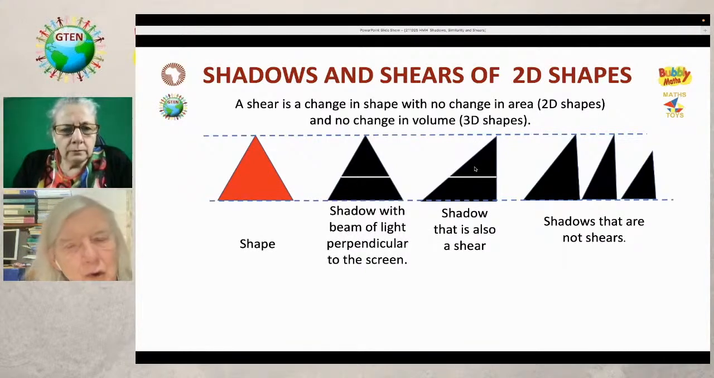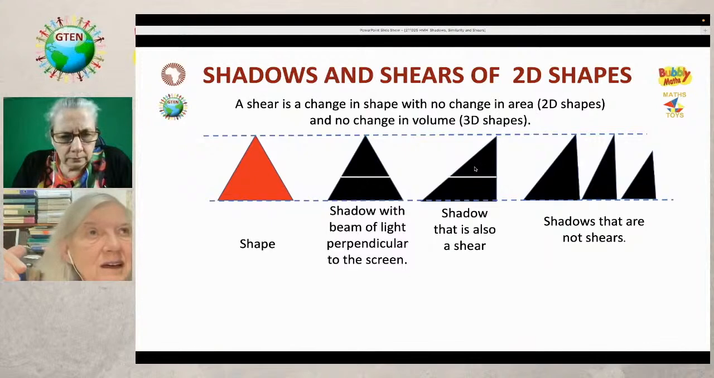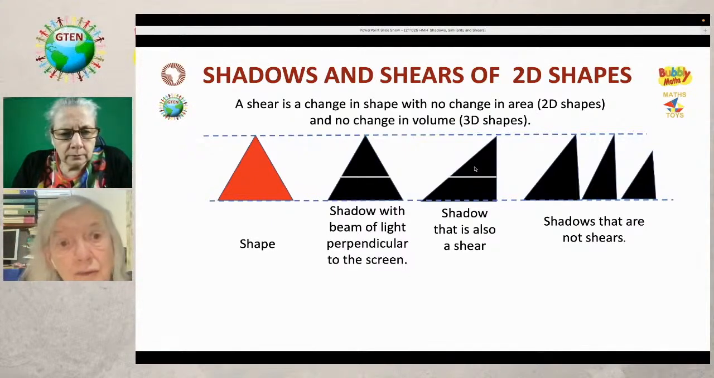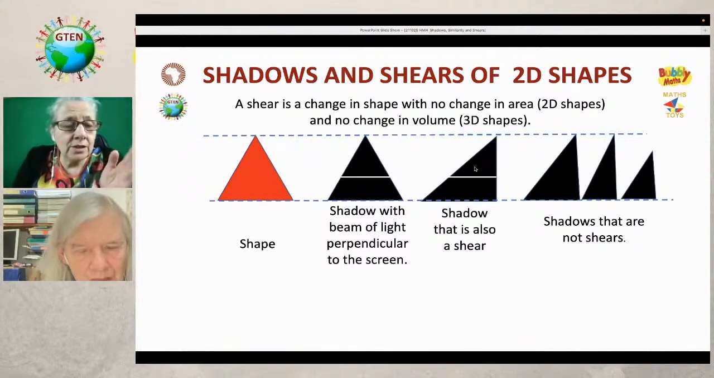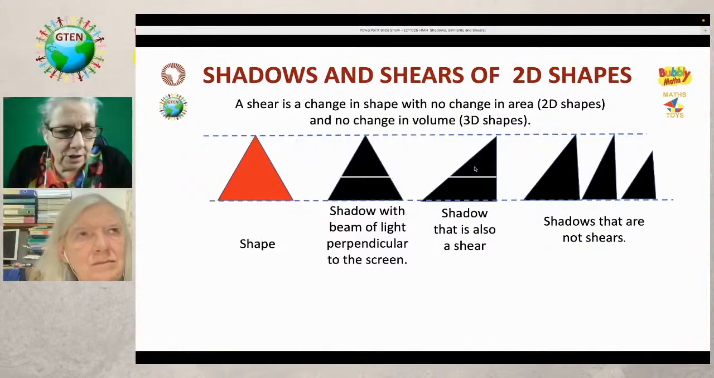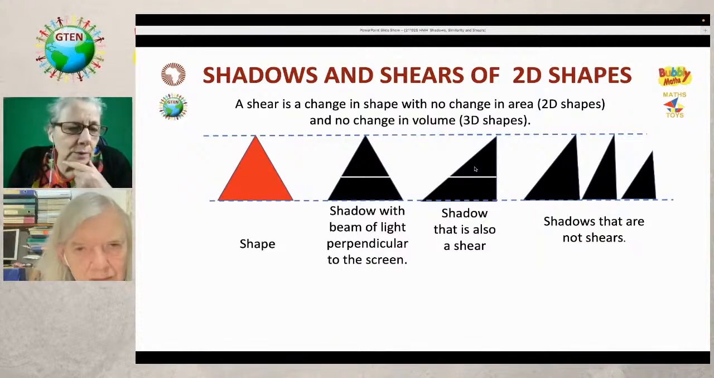Now, if I had drawn my white lines across it higher up, they would have got shorter, but on the two views, the shadow and the shear, those white lines would be the same length. If they're at the same horizontal level, they'll be the same length. So you can see that the height doesn't change. Therefore, the base doesn't change, the height doesn't change, and therefore the area doesn't change. So we can see that.